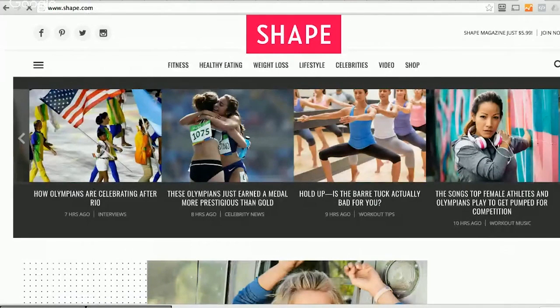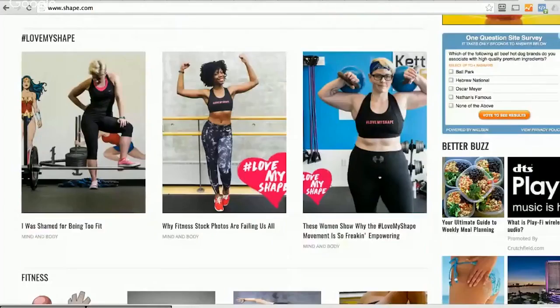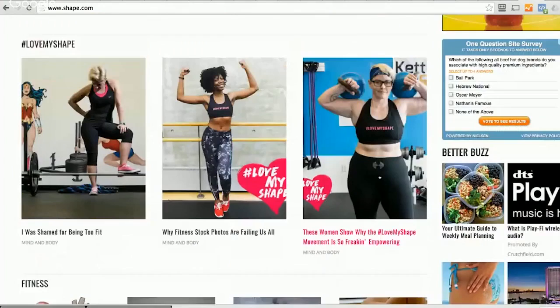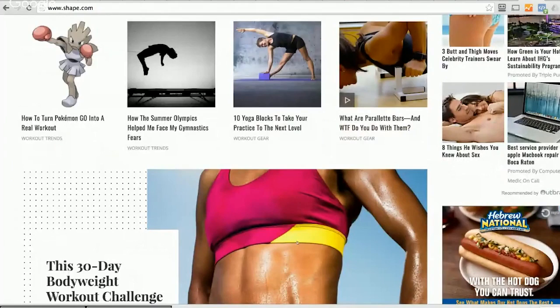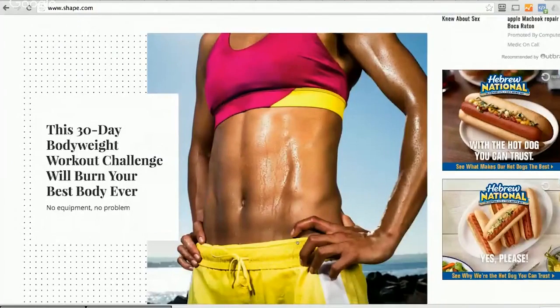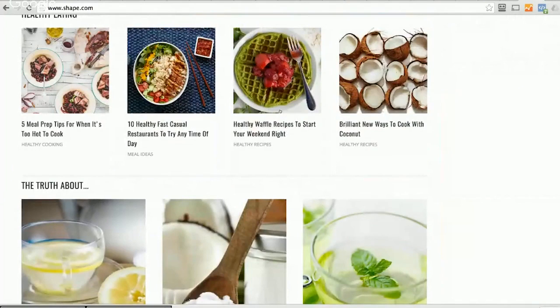Olympians. These Olympians just earned a... I don't know. See, this isn't exactly... I mean, again, this could work, but it's just random articles. It's not exactly trying to sell a weight loss product. So again, it could work, but it's not the first thing I would try.